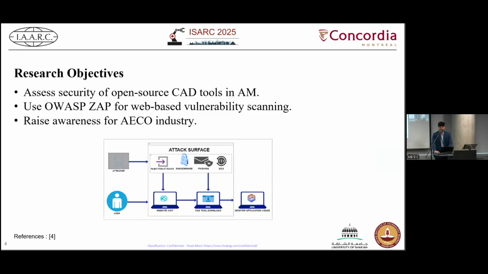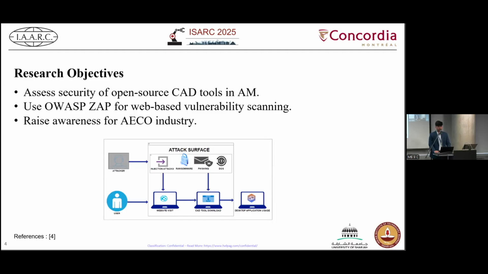So our research aims to assess the security of open source CAD tools used in the additive manufacturing industry. These tools are quite popular, especially in industries related to AECO, architecture, engineering and construction. So basically what we have done is to identify those vulnerabilities. We have used OWASP ZAP. It's a well-known web-based vulnerability scanner that simulates real cyber attacks on a running application itself.